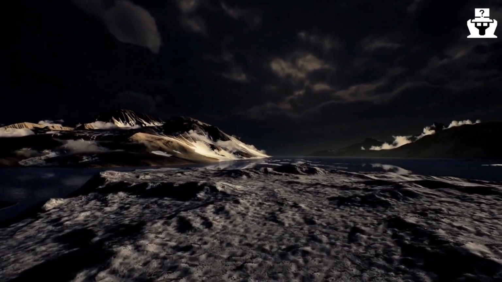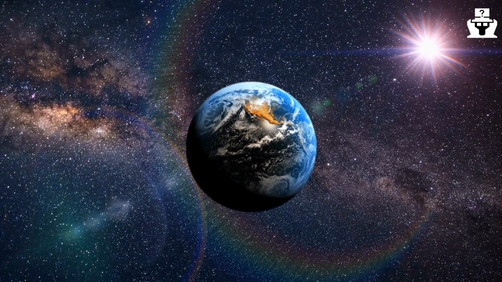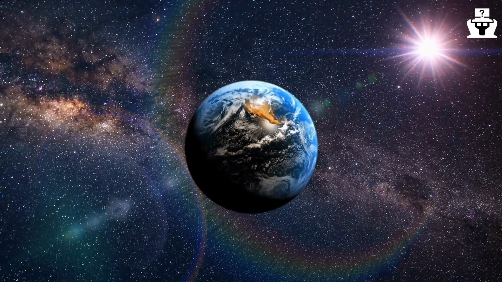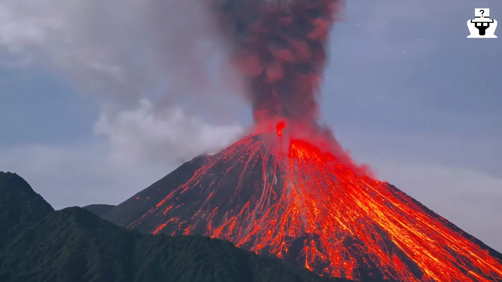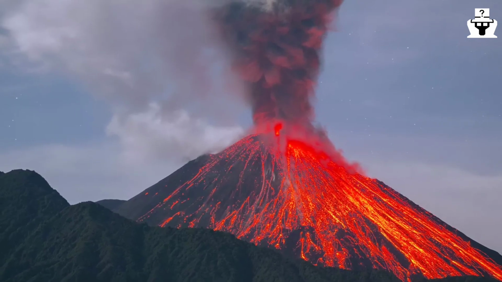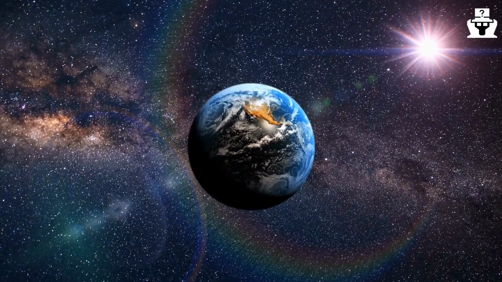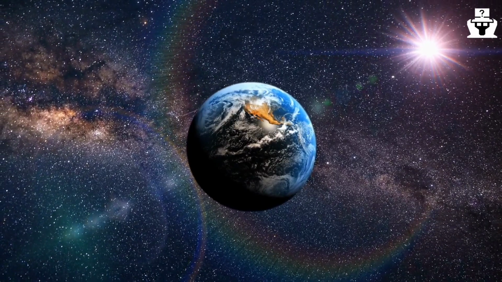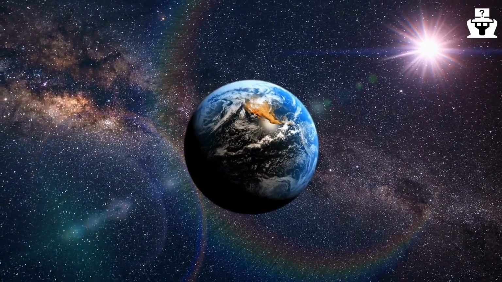The exact causes of the Permian-Triassic extinction event are still the subject of scientific debate, but there are a few leading theories. One of the most widely accepted theories is that massive volcanic eruptions in what is now Siberia released huge amounts of greenhouse gases, particularly carbon dioxide, into the atmosphere. This led to a significant increase in global temperatures and ocean acidification, which had devastating effects on marine life.